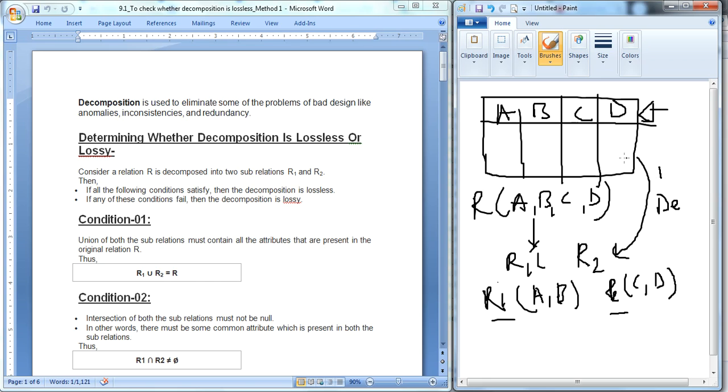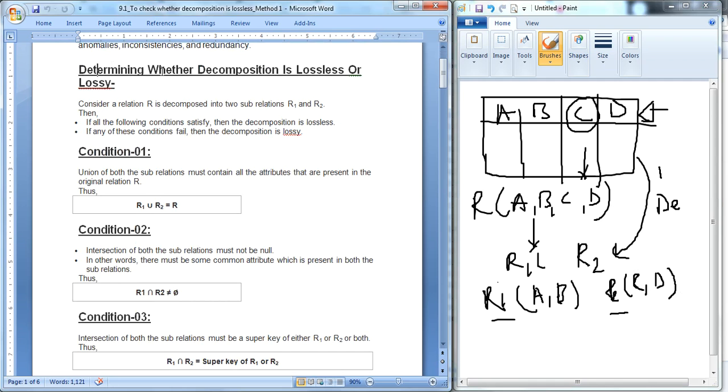And when we normalize, when we decompose, after the decomposition the original information should be maintained. The information of a column like C should not be lost. If we remove C and keep only A here, then we can say there is loss of information C, right? But whether the information is lost or not is verified with some rules, determining whether the decomposition is lossless or lossy with the help of these three conditions.